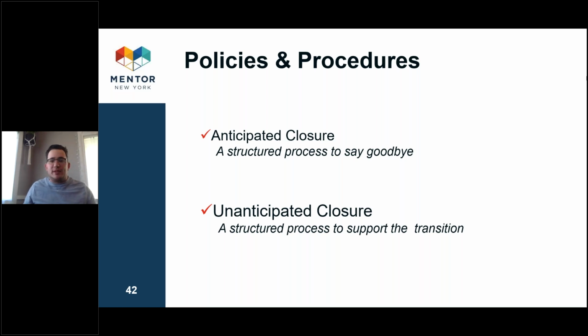who's going to get into that room and talk to that young person about why the mentor is not going to be around anymore? If the mentor is moving and they can give you a month or 2 leeway, then you can really help mitigate it that way. It all sort of depends, but you want to have those policies, procedures, and structures in place to support both anticipated and unanticipated closures.